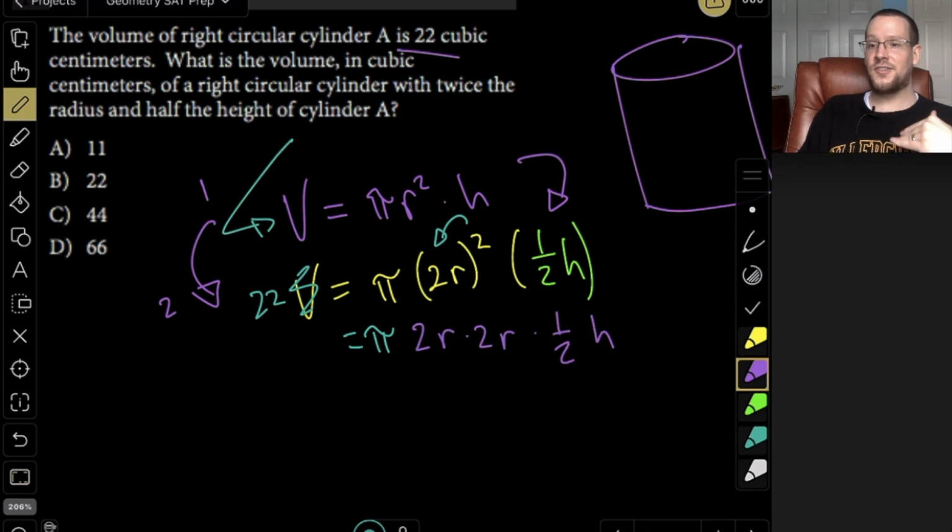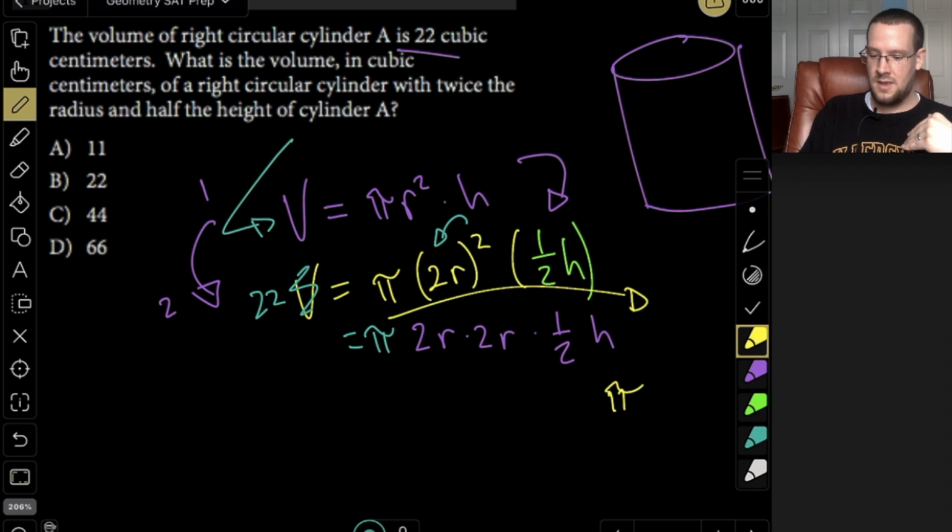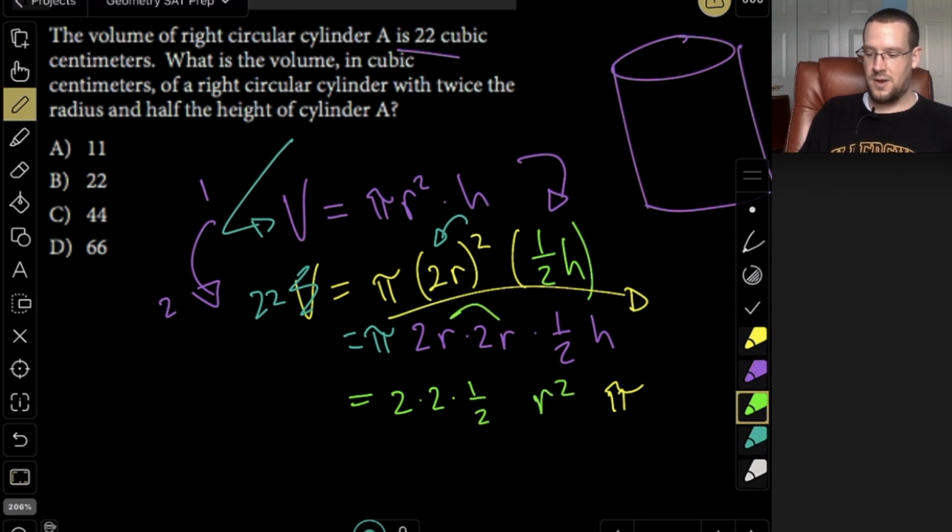And this looks disgusting, but I promise it's going to look a lot better. What I'm going to do is dump this pi in the back. I'm going to put the values in the front, 2 times 1/2, and then r times r is just r squared. So notice right here we have pi r squared, and then here is our h.